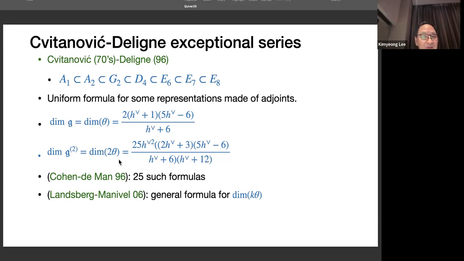number. And Cohen and de Man extended this to 25 formulas, and Landsberg and Manivel gave a general formula for the dimension of k times, an arbitrary integer times, the highest root.